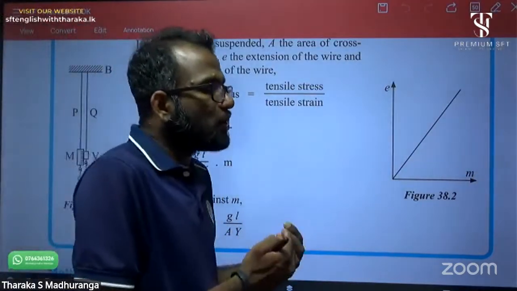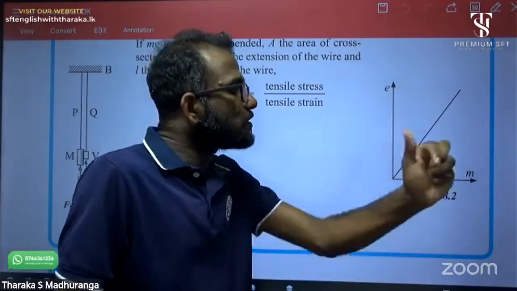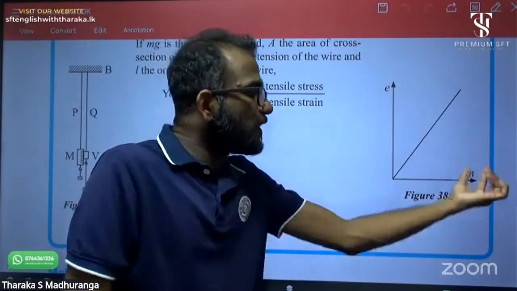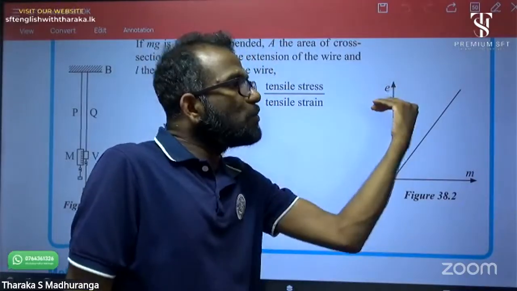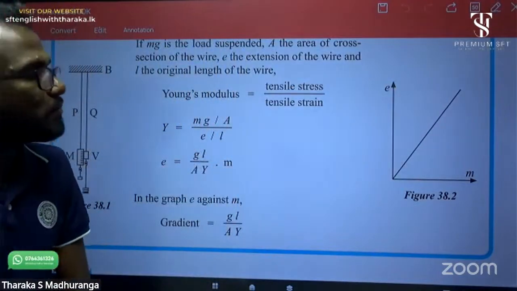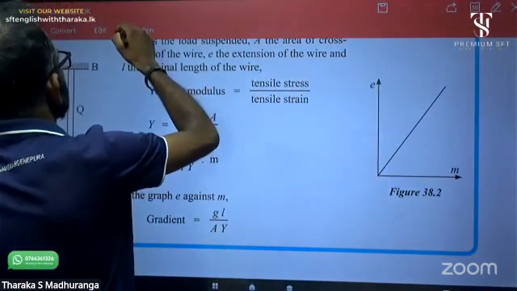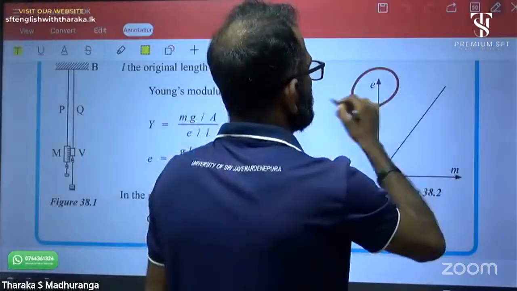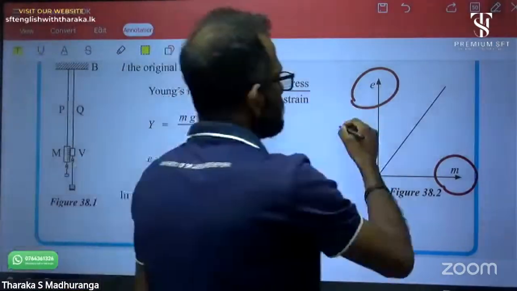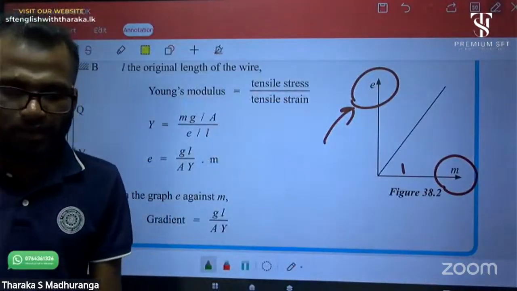During the experiment, the factor changing by us is always the x-axis. The automatically changing one, due to the change of the x-axis factor, is the y-axis. That's a very important thing you need to learn today. This extension depends on this value, it is dependent, and this is independent.